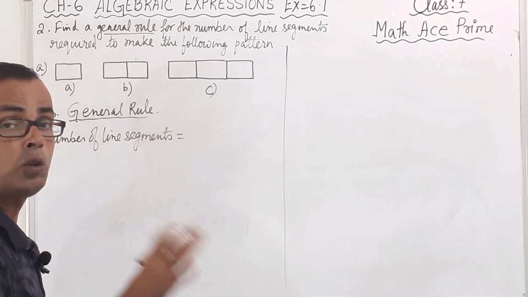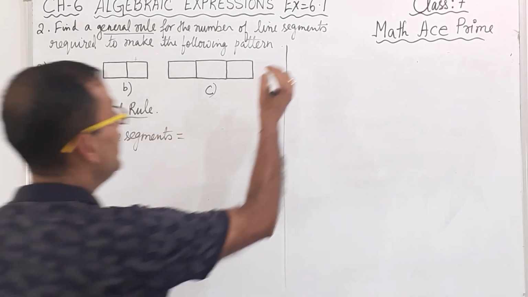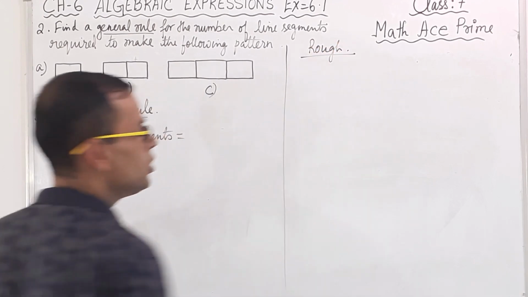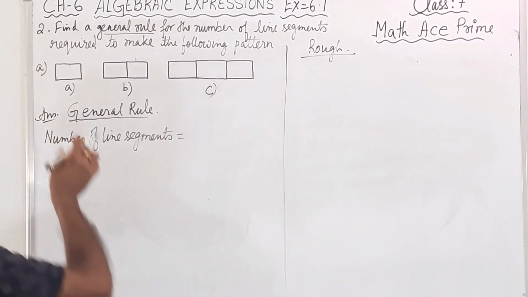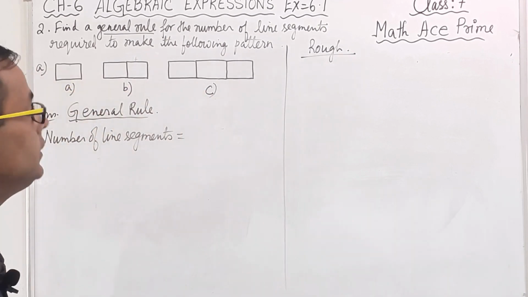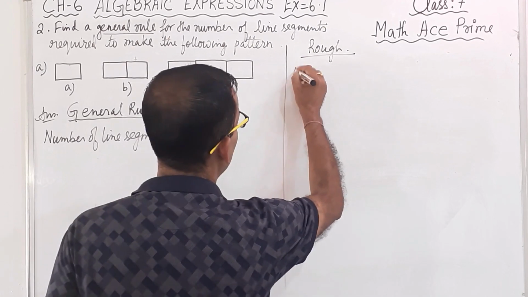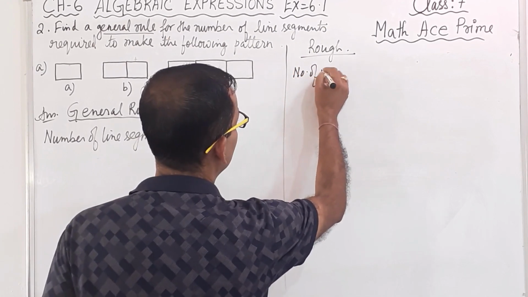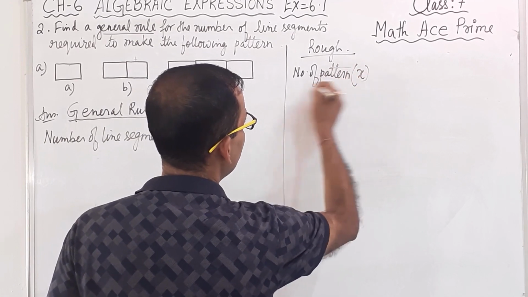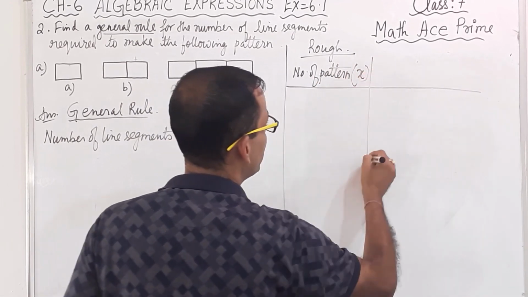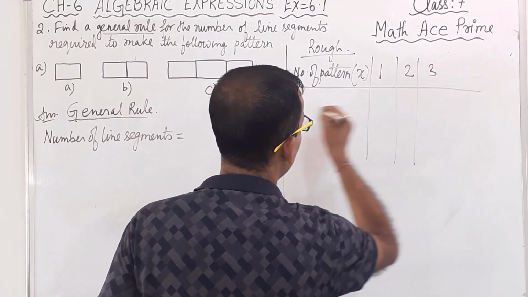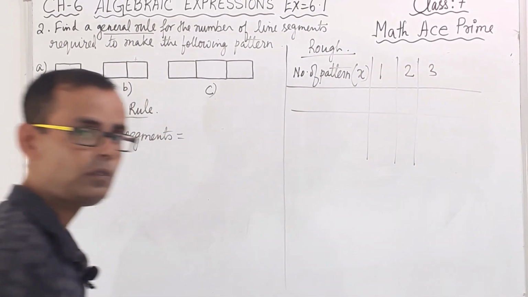Now to find out the general rule, a little bit of rough work we need to do. So what we will do? We will first see the pattern. 1, 2, 3. So 3 patterns are there. So what I will write? Number of pattern, like the previous sum. So what will we take the pattern as? We will take x. So how many patterns are there? 1, 2, 3. So there are 3 patterns.